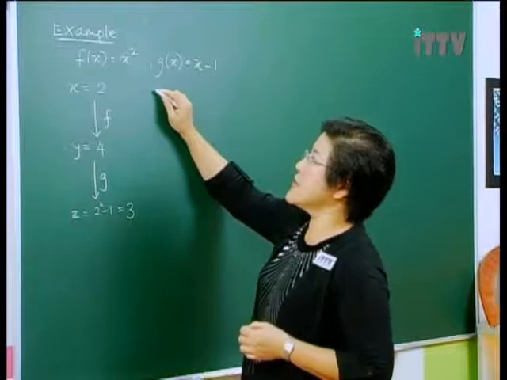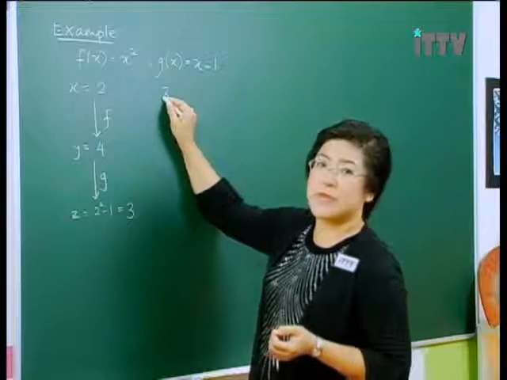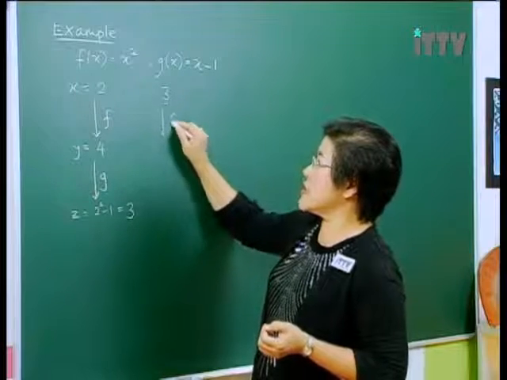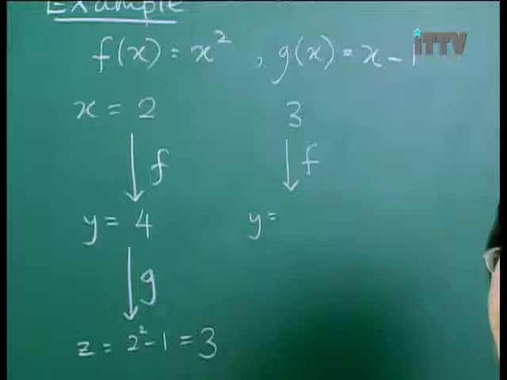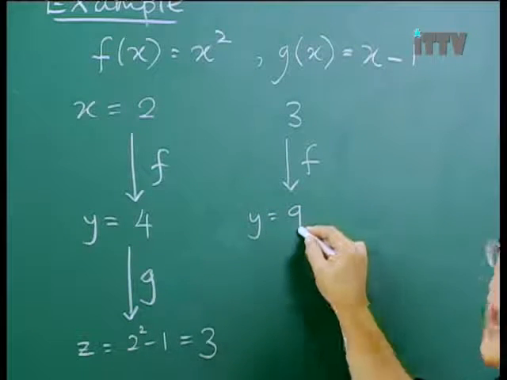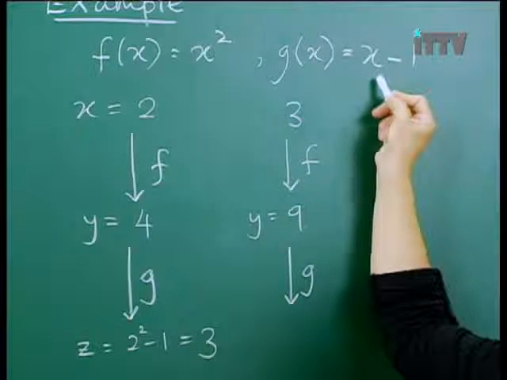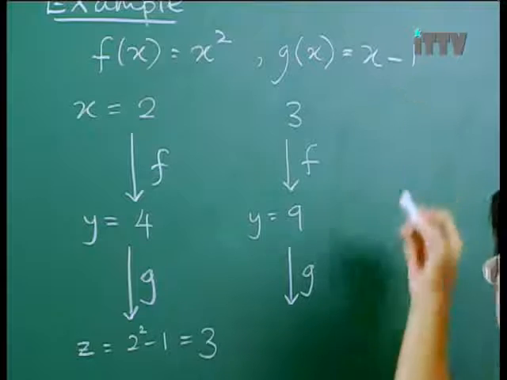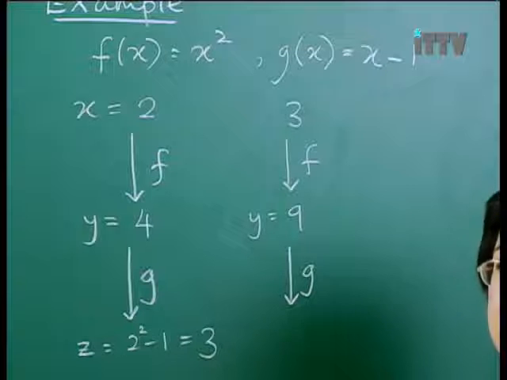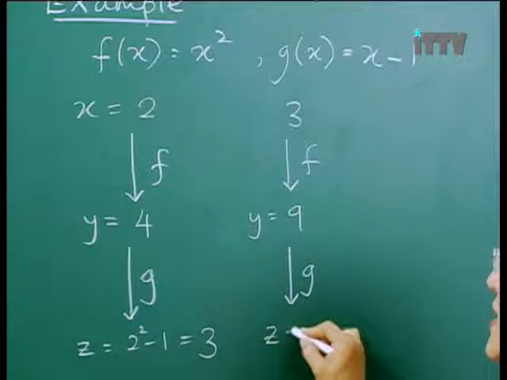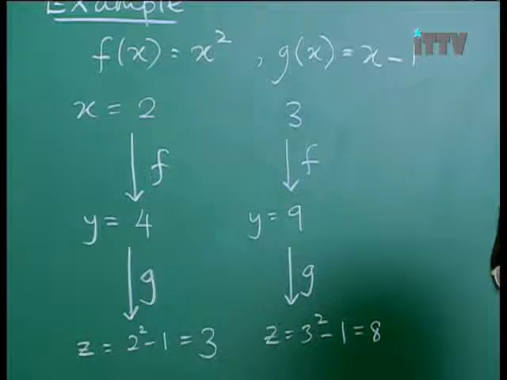Again, if the second object value that was given in the diagram was x equals 3, upon application of the function f, which is x squared, we would have obtained the value of y, which is 9. And upon application of the second function g, which is x minus 1, don't forget that to the function g, the y value is the x it wants to use. That's why z is equal to 3 squared minus 1, giving us the answer 8.